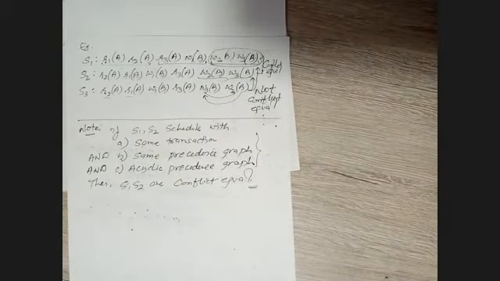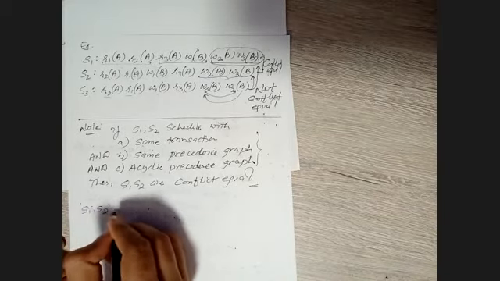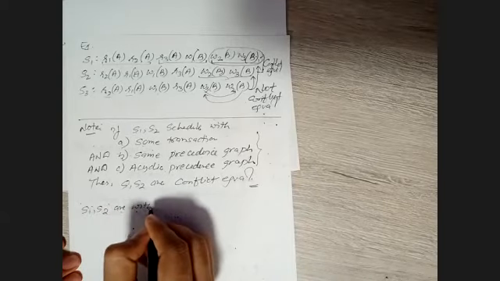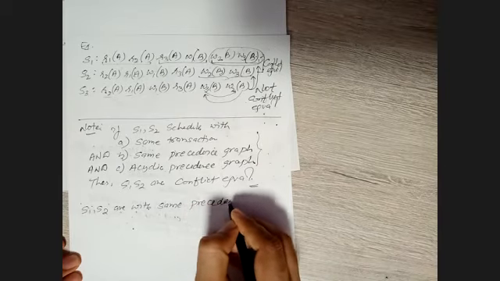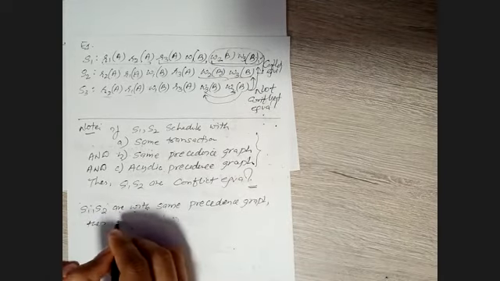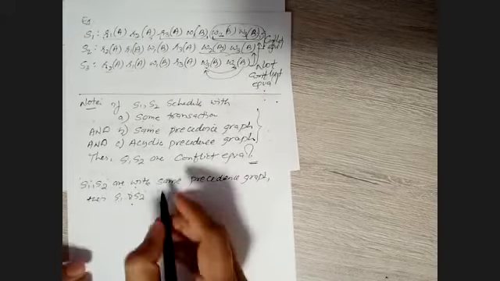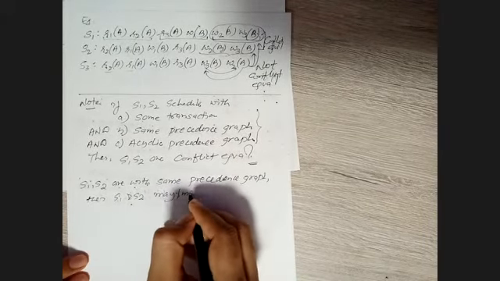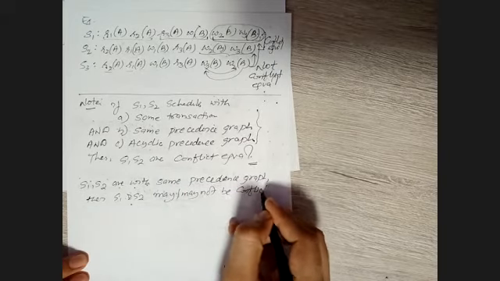Why say this? Because understand, if S1 and S2 have the same precedence graph, let me give you an example. If S1 and S2 have the same precedence graph, then S1 and S2 may or may not be conflict equal. May or may not be conflict equal. Why? Understand, this is important.